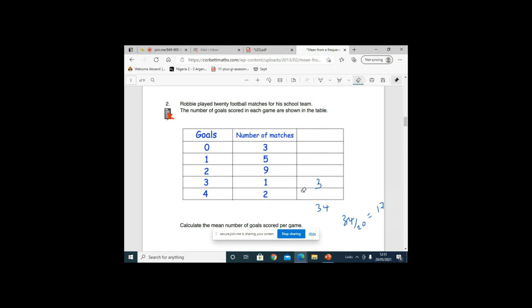So what's the mode in this table? The mode is the one that occurs the most. That's 2. 2 occurs 9 times. So the mode is going to be 2.